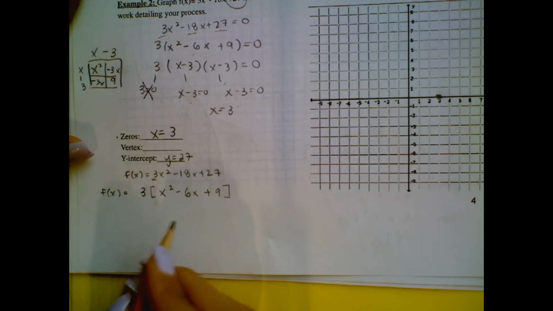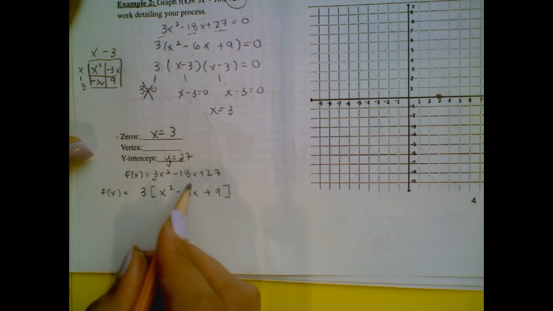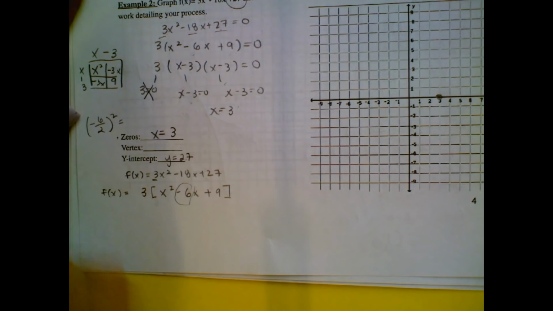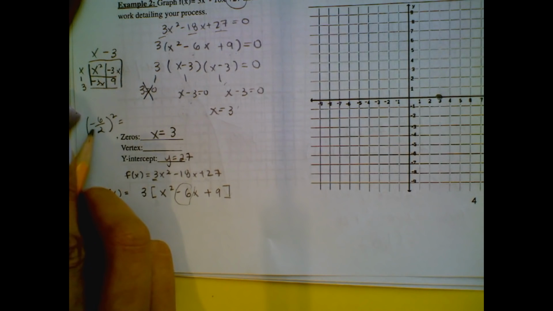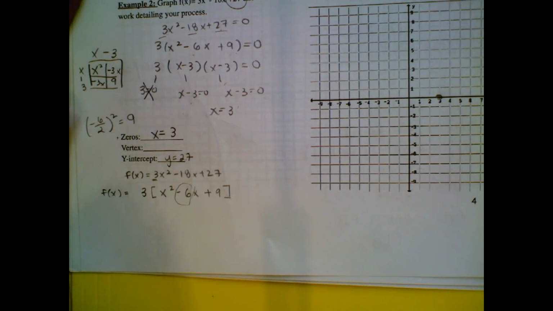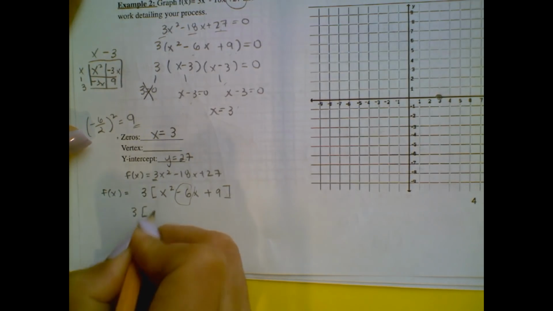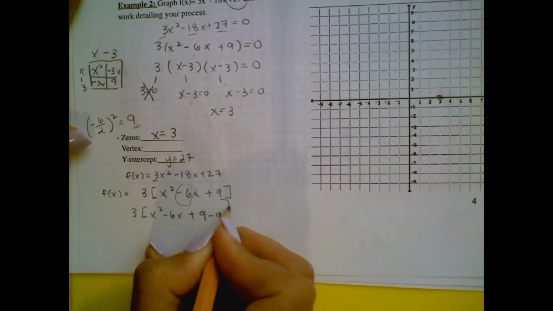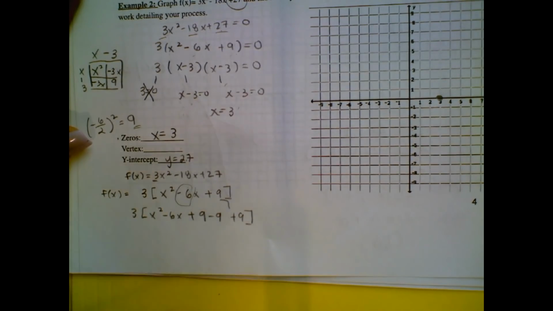Then the next step was we're going to take half of the b term and square it, and then add and subtract that number. So half of negative 6 squared: half of negative 6 is negative 3, and negative 3 all squared is 9. So the number that we're adding and subtracting is 9. We're going to plus 9, minus 9, and don't forget about this plus 9.